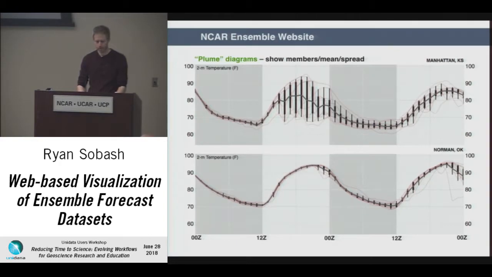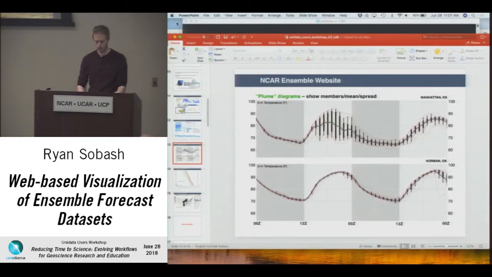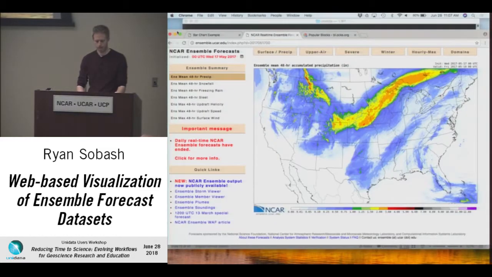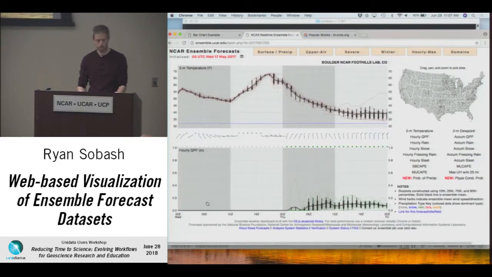And so the first tool was basically this plume diagram tool, which is nothing more than just a line chart of the different ensemble member forecasts. So underlaid in the top is 2-meter temperature, and then just some bars showing the interquartile range there and the ensemble mean. And then in the bottom panel, there's hourly QPF.